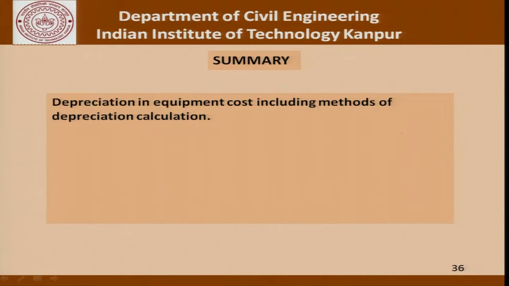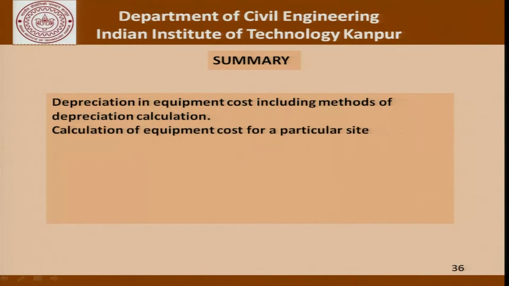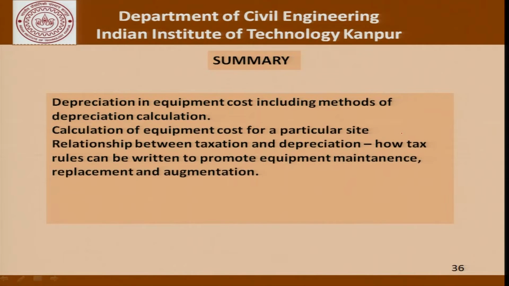With this, let us try to summarize once again. Depreciation and equipment cost, including the methods of depreciation calculation, is what we talked about today. We did not talk about the sinking fund method and the declining methods, but that is something which you can do on your own. Calculation of equipment cost for a particular site by saying that okay, which of the equipments were new, which of the equipments were old, which were beyond the service life and so on and so forth.